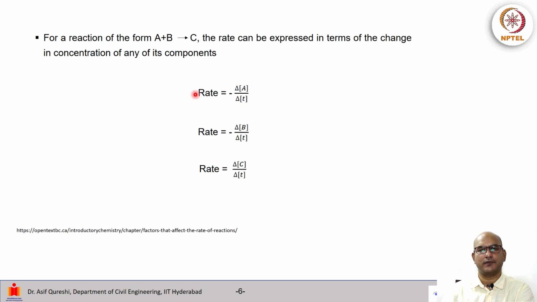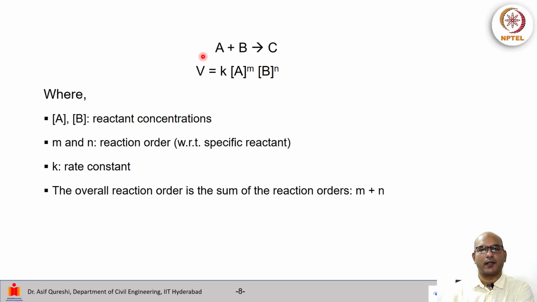So, this will be our rate law, and here if the reaction is A plus B gives C, our reaction rate would be k [A] to the power m [B] to the power n, where A and B are the reactant concentrations and m and n are the order of the reaction with respect to specific reactants. So, how many power m, how many power n, those are the reaction orders. k is a rate constant, and the overall reaction order is the sum of the reaction orders m and n. So, sum of these two.